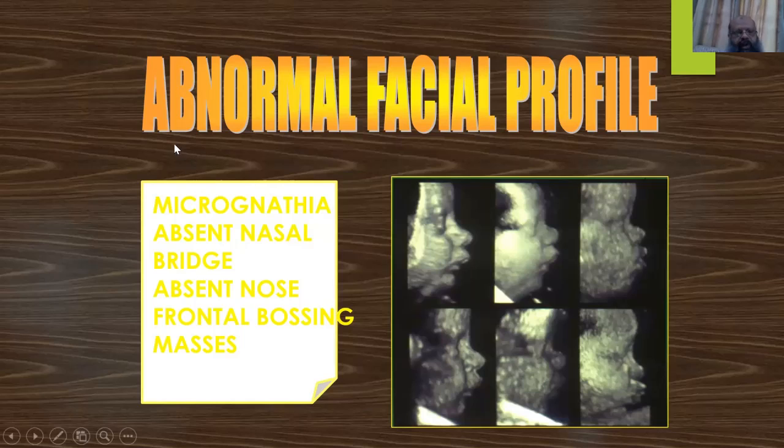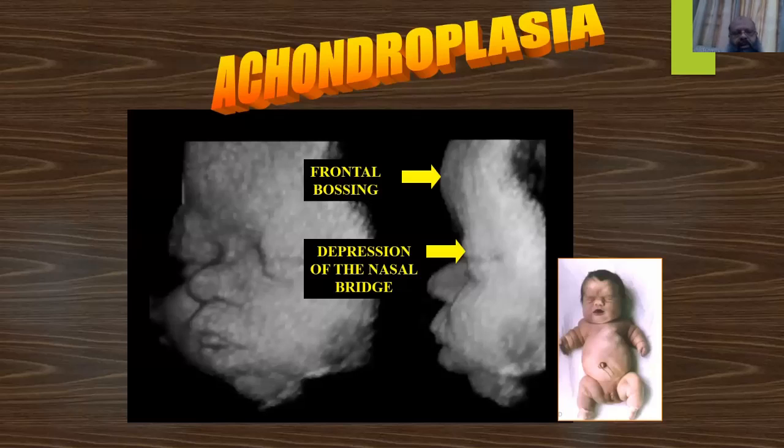Abnormal face profiles include micrognathia, absent nasal bridge, absent nose, frontal bossing, et cetera. This is achondroplasia, in which you will get the frontal bossing and depression of the nasal bridge.